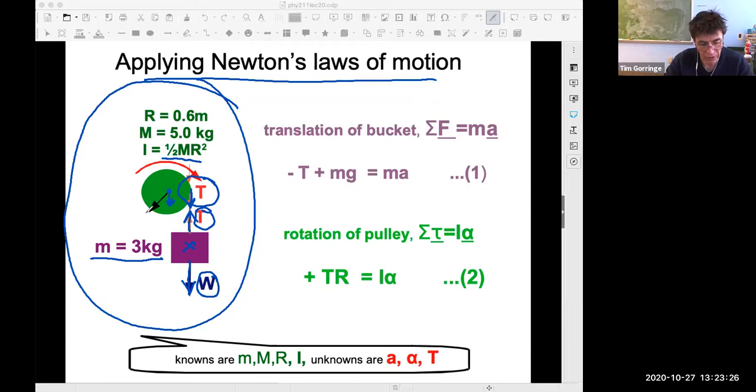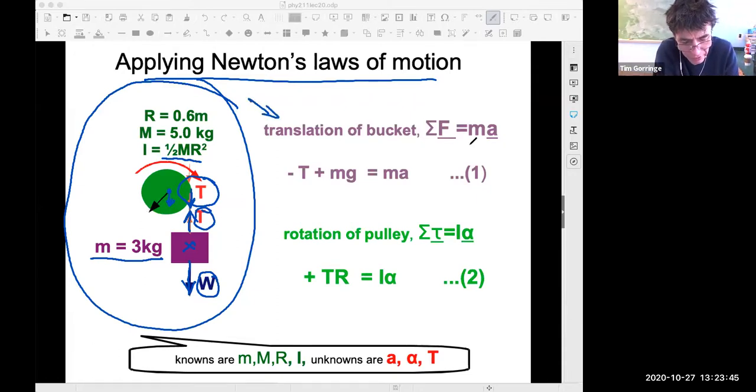So we have a summary of that. It also shows the forces that are acting on the bucket and the torques that are acting on the pulley, which are critical to writing down the equations that describe the translational and rotational motion of the bucket and the pulley. Okay, so let's start with where we're going to start.